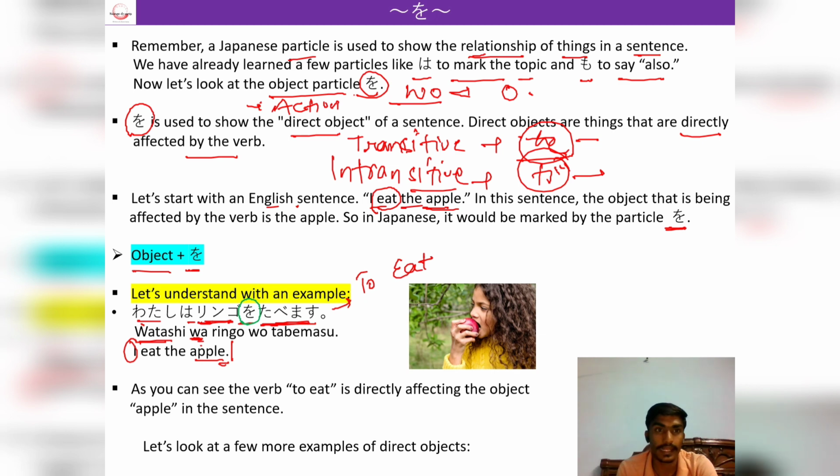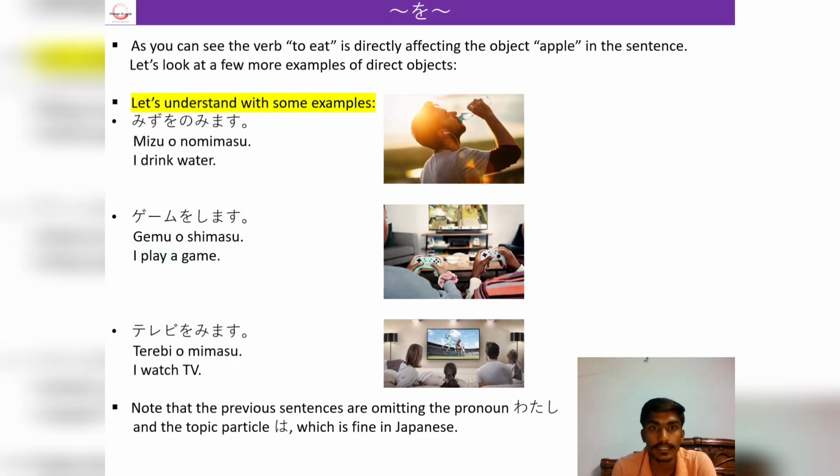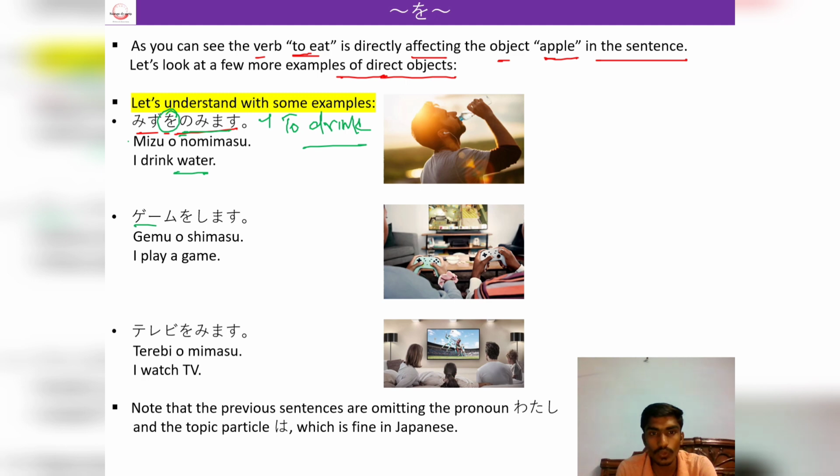Now let's move to some other examples so that you can understand it better. We already studied that the verb "to eat" is directly affecting the object apple in the previous sentence. Now let's have a look at a few more examples of direct objects. For example, mizu o nomimasu. Here, mizu is directly affected by nomimasu. Mizu is water and nomimasu is "to drink". That's why we have used the O particle. Again, gemu o shimasu. Gemu is game, shimasu is "to do" or "to play". So shimasu is directly affecting game. So that's why we have used O.